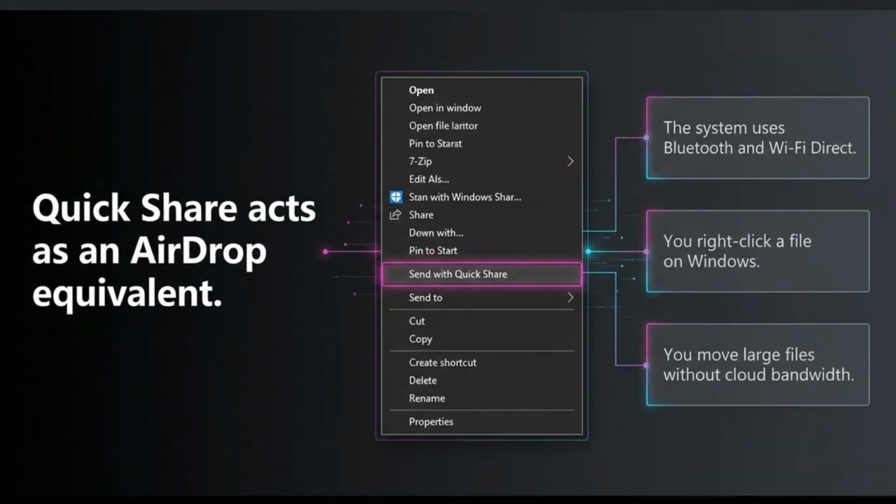Quick Share acts as an AirDrop equivalent using Bluetooth and Wi-Fi Direct. You right-click a file on Windows and select Send with Quick Share to move large files without cloud bandwidth.